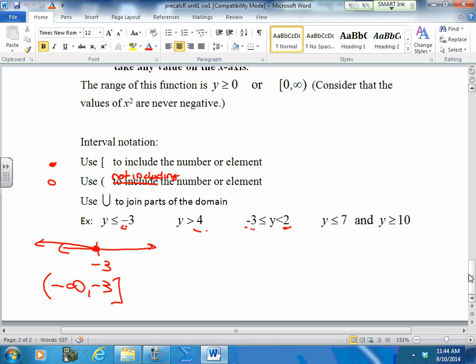If I'm looking at y is greater than 4, is it opened or closed at 4? Open. So how would I write this in interval notation?